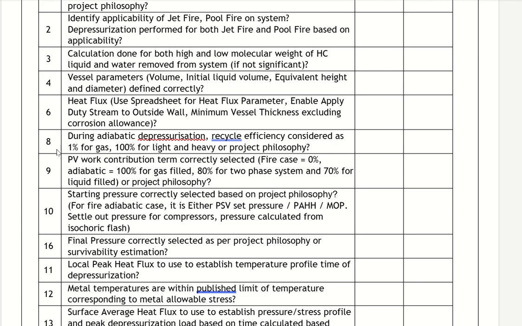Then number 8 says that during adiabatic depressuring, the cycle efficiency is considered as 1% for gas and 100% for the light and heavy, per project philosophy. So this needs to be taken care of when you are doing some adiabatic depressurization. Adiabatic depressurization is non-fired depressurization, where there's no input of heat.